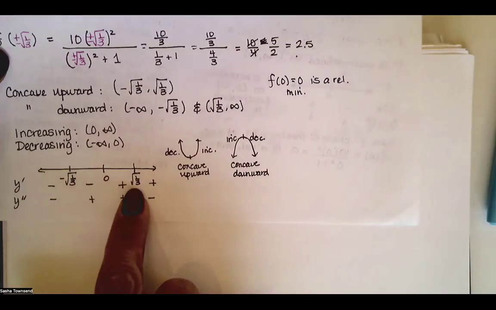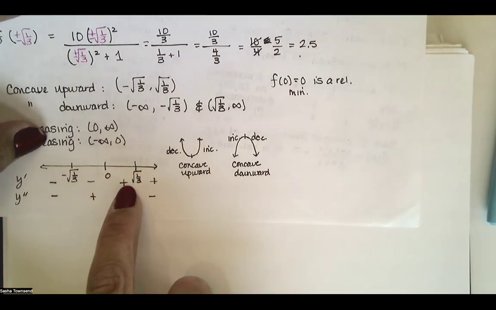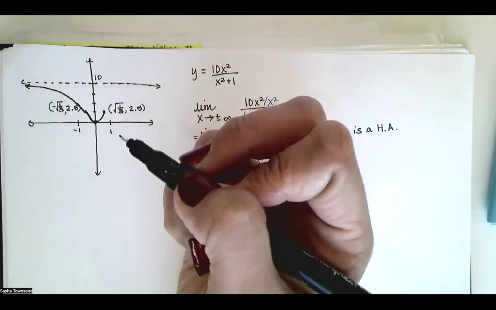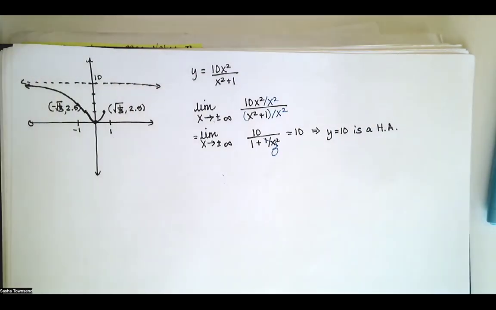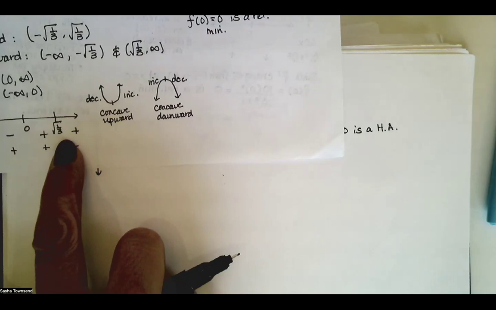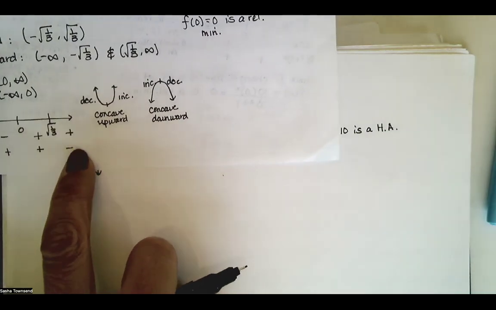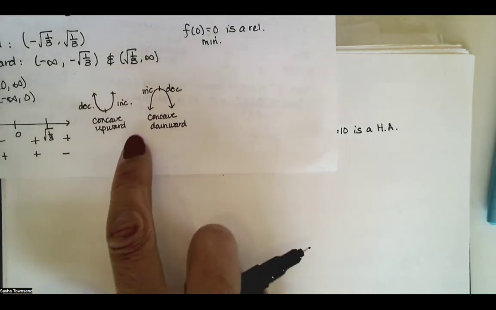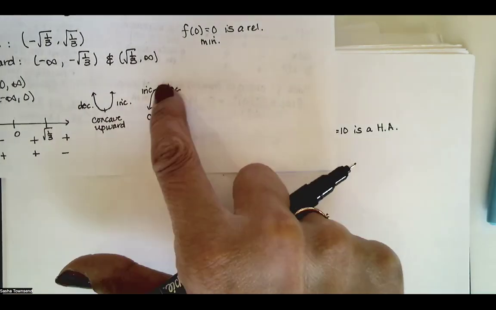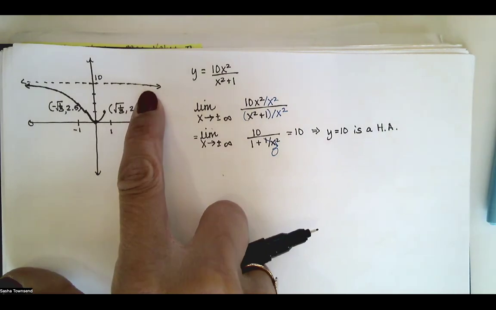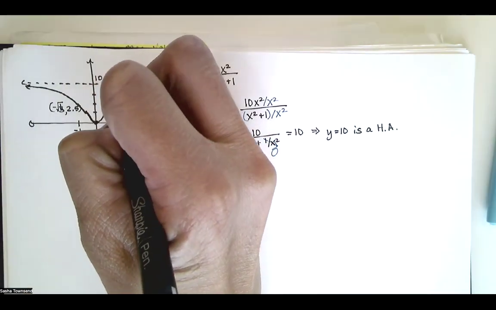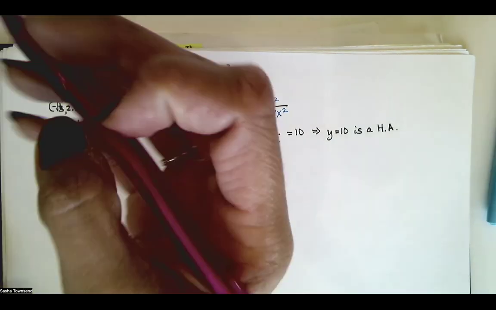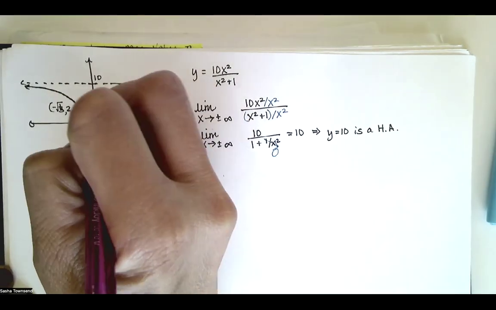Now from 0 to the positive square root of 1/3, it's increasing and concave upward. We'll just draw it like that. And then from the positive square root of 1/3 to infinity, the function is increasing and concave downward. So here's concave downward, and the increasing part looks like that, and we know it's approaching this line. So it's going to look like that. So these two are points of inflection.